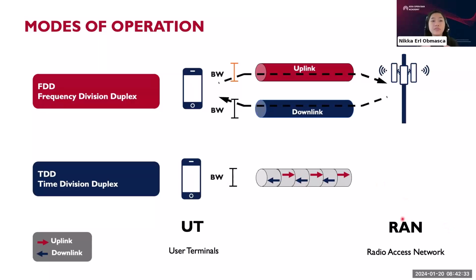So that's how I differentiate the two modes of operation. FDD has two different frequencies. TDD has one frequency, but alternates the two directions, uplink and downlink, in that one frequency. Okay.